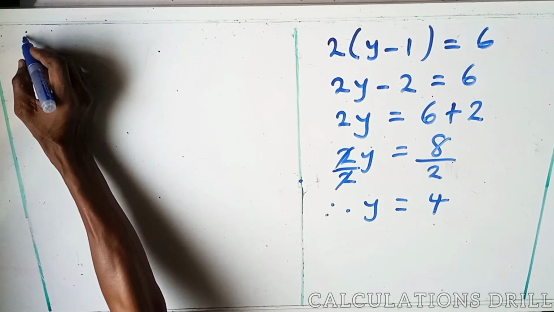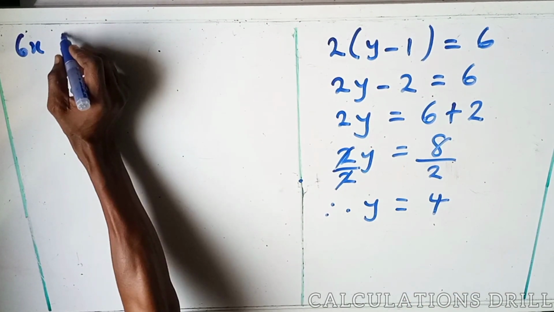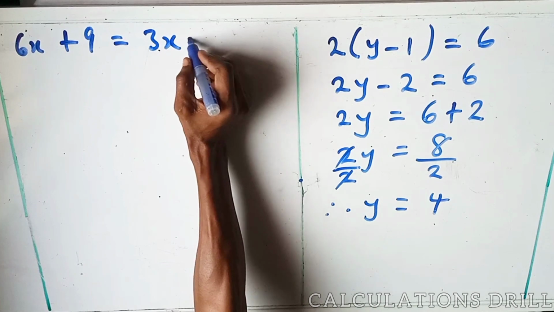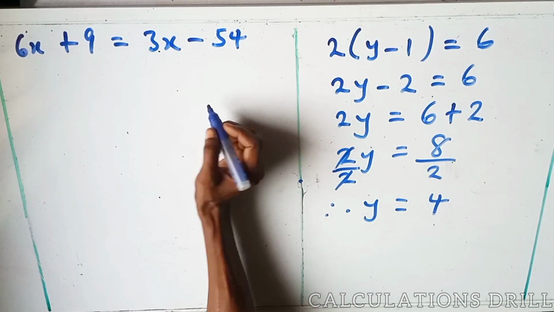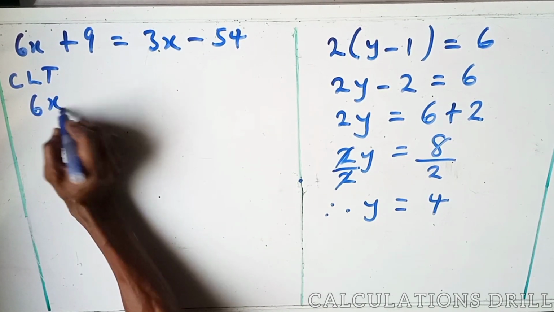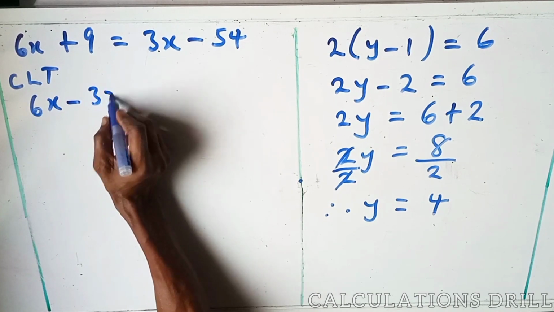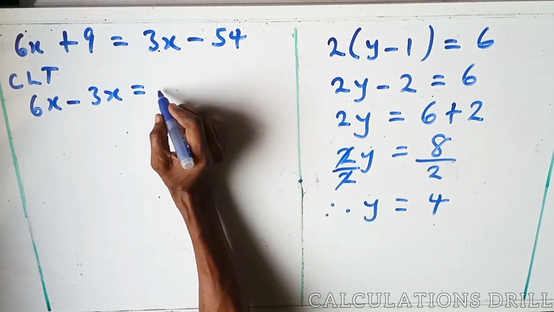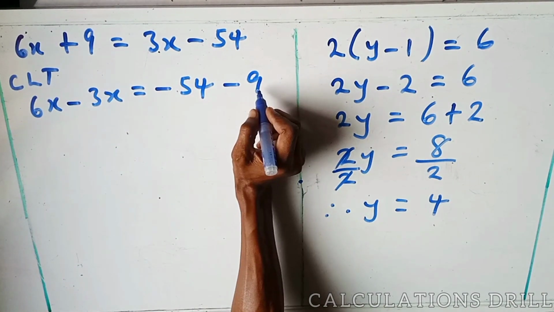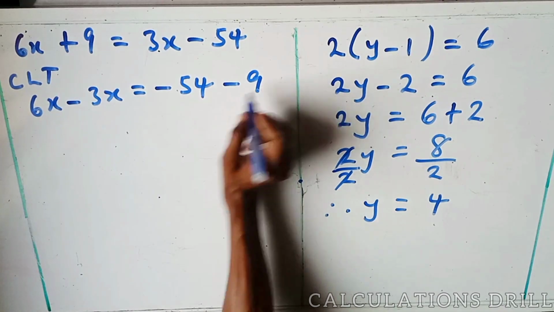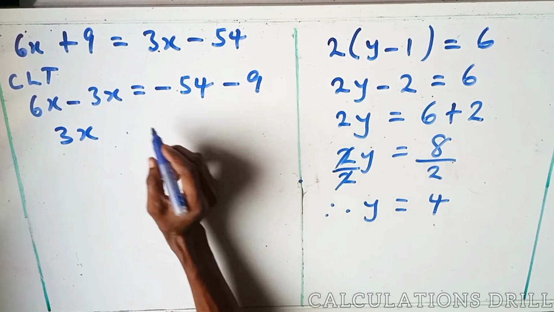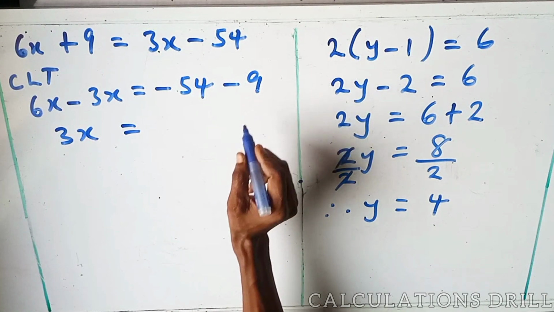Let's see more examples. How would you solve this? 6x plus 9 equals 3x minus 54. Collect like terms. 6x minus 3x, because it's moving to the other side, equals minus 54. Then plus 9 moves to the other side, it becomes negative. So we have 6x minus 3x, which is 3x, equals minus 54 minus 9. And that will give us minus 63.